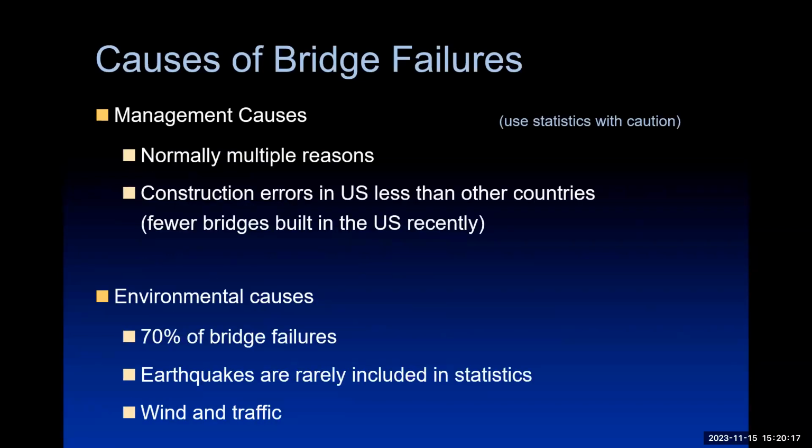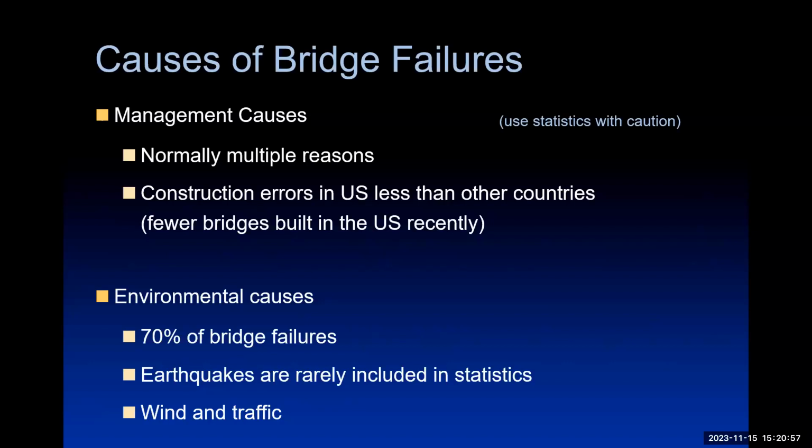So if we look at that in detail, well, the first thing is to use statistics with caution, because in the statistics, very few earthquakes are actually included. And that's for two reasons. The first is that it's difficult to include them in the statistics anyway, because earthquakes are of different amplitudes. They have different types of energy in them as well. And secondly, they are a random process which has a much longer time between occurrences.